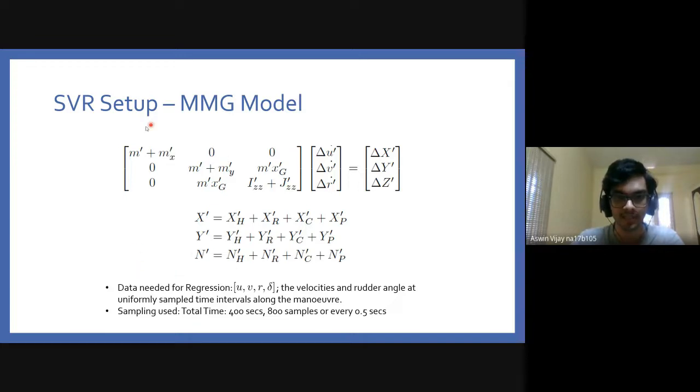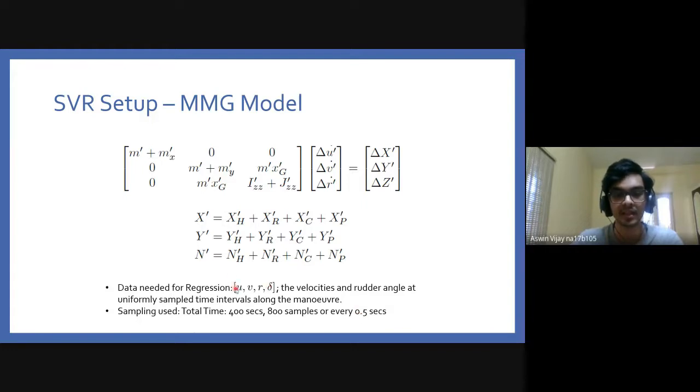So once I have the equations of motion, I am collecting the data needed for regression. This is my vector that I am storing. From the two maneuvers that I have performed, I will sample u, v, r, and delta for the maneuver, uniformly sampled with a total time of 400 seconds. I'm sampling 800 points, so that means every 0.5 seconds I take one sample.